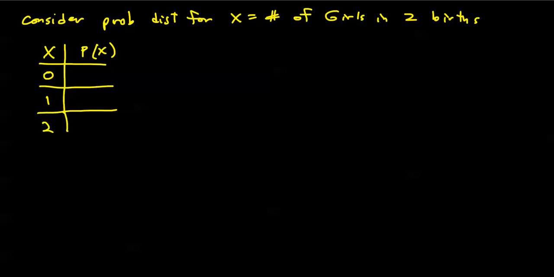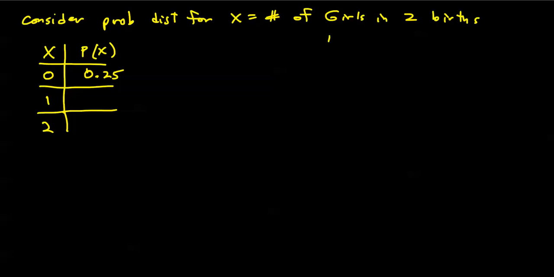As we saw, this is equivalent to the number of heads in two flips of a coin, really, assuming boy and girl are equally likely in any birth. The probability of 0 girls in 2 births is going to be 1 out of 4, or I'm going to decimalize it as 0.25.